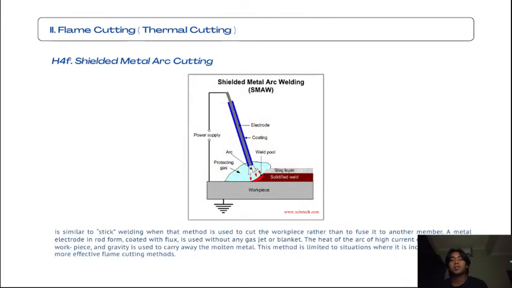The sixth subtopic from arc cutting is shielded metal arc cutting. It's similar to stick welding, and the method is used to cut the workpiece rather than to fuse it to another member. A metal electrode rod coated with a flux is used without any gas jet or blast. The heat of the arc of high current density melts the workpiece, and gravity is used to carry away the molten metal. So this method is limited to situations where it is inconvenient to use more effective flame cutting methods.